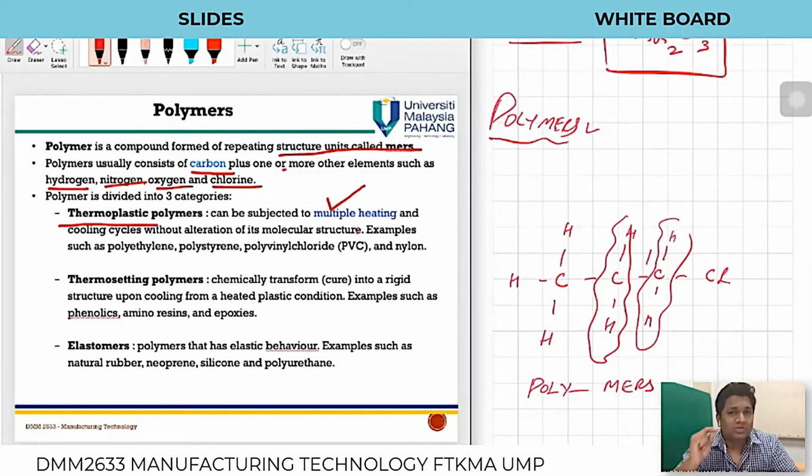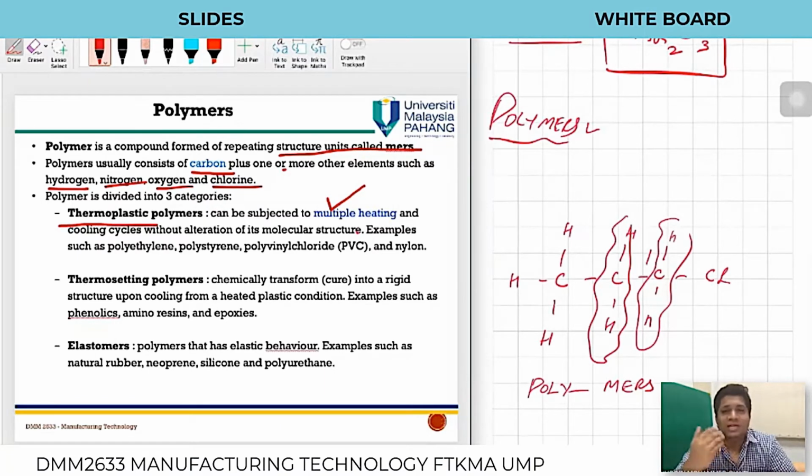Then there are thermosetting polymers. Once I heat them and they are formed, they cannot change. If you heat again, it will destroy them. So heating only once. Those are called thermosetting. After applying heat, they are set already. Thermoplastic means thermal: I apply heat, it becomes plastic, again apply heat, it becomes plastic, no problem.